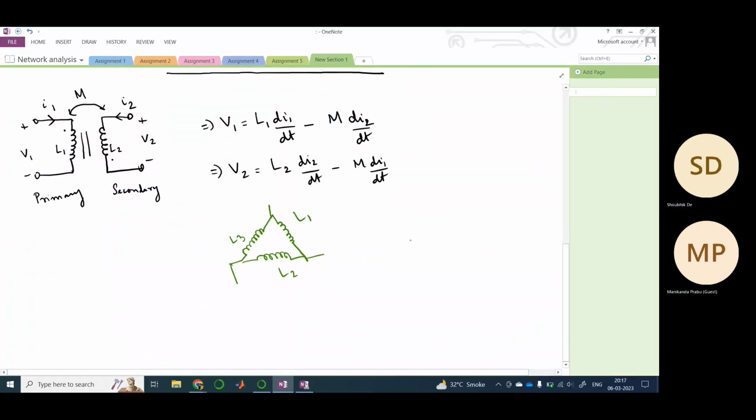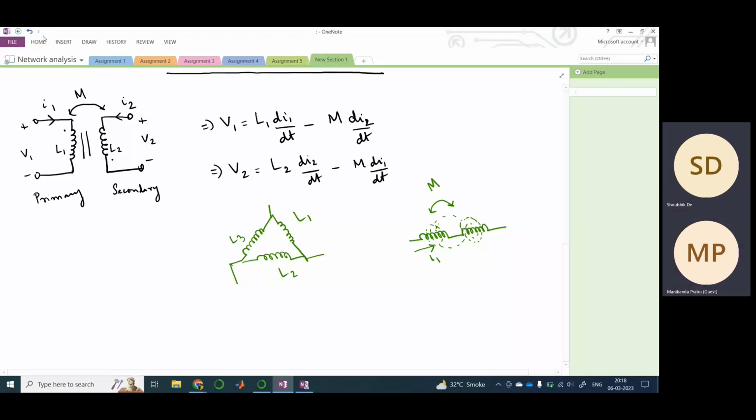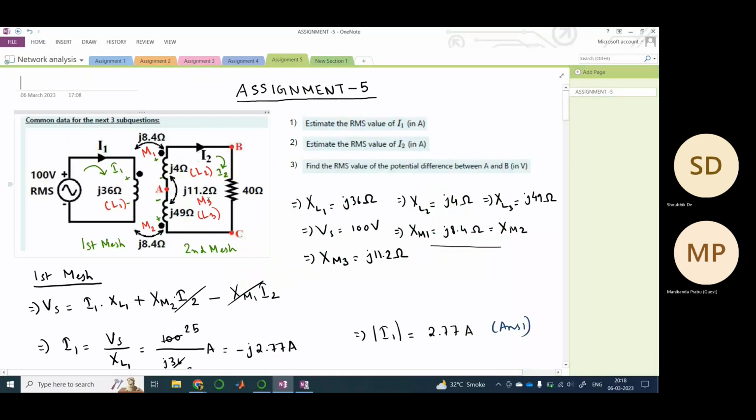See, let's say there are two inductors which are connected in series. As soon as you allow a current to pass through this inductor, there will be some flux developed, and there would be some flux developed in this one also, right? So this flux and this flux will cut each other, and as a result there would be some mutual coupling between these two inductors, which is M. That is what is happening here. That is why you see there is a mutual inductance between L2 and L3.